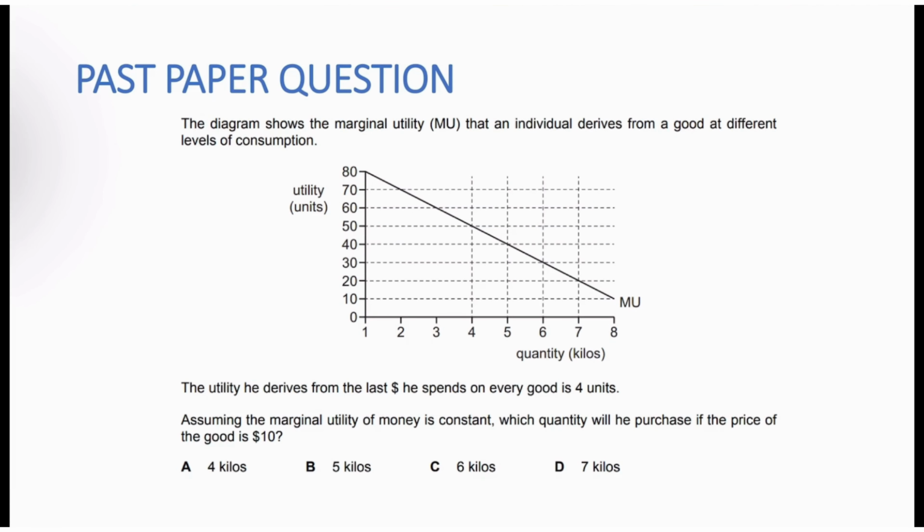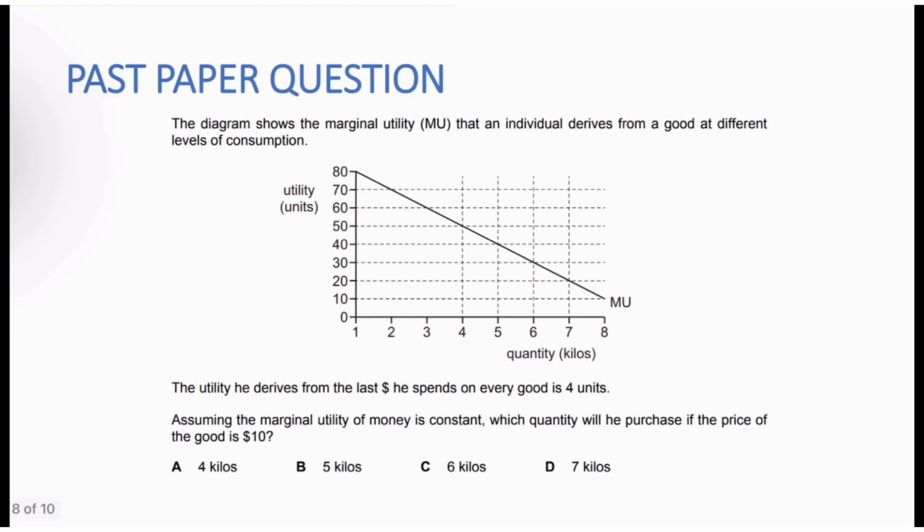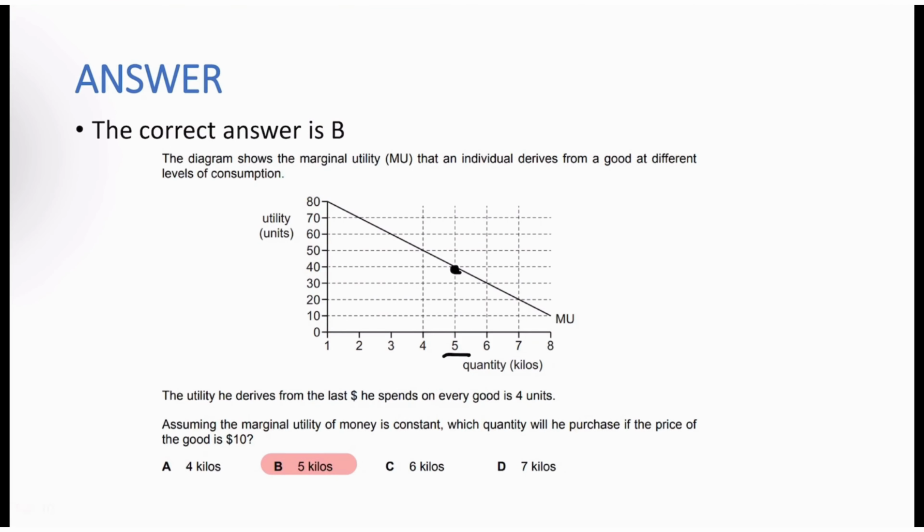Okay, time is up. The answer for this question is B, which is 5 kilos. The reason why this is our answer is because the first thing we need to do is to calculate the marginal utility per kilo. So it must be at least 40, which you get from multiplying 4 by 10. Now when you look at the quantity, which your marginal utility is at 40, it's at 5 kilos. A consumer would not purchase over 5 kilos because it's below the level of their satisfaction.